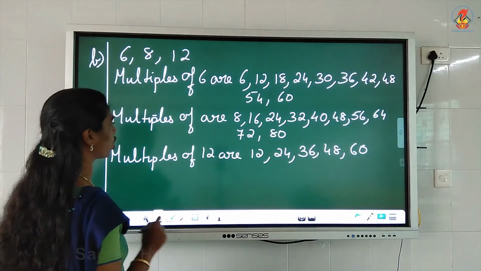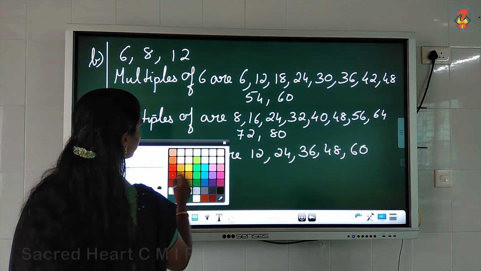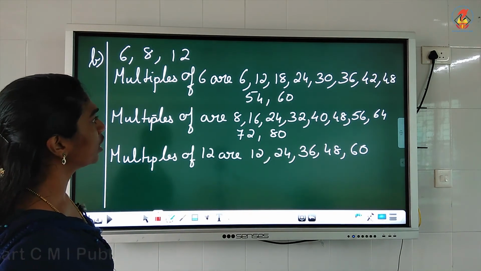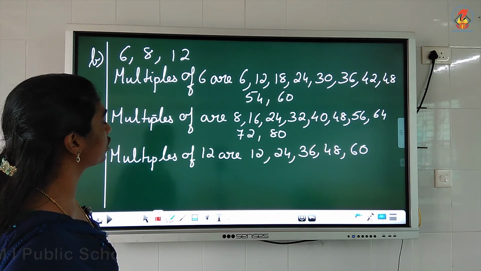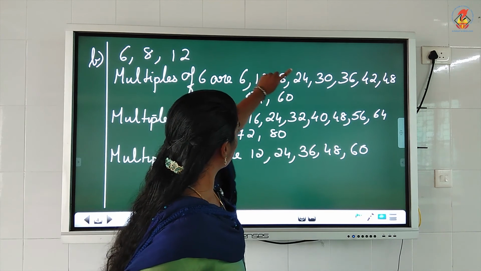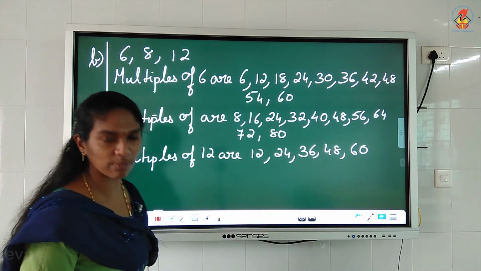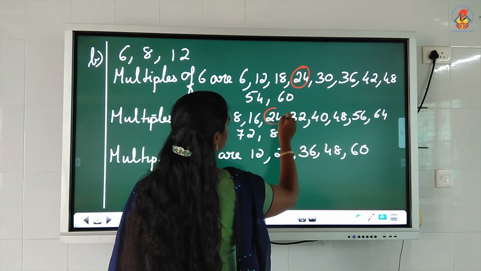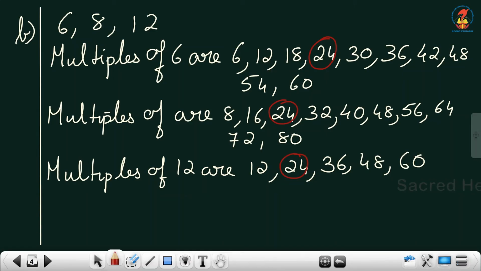We'll see whether we are getting the common multiples. Just see which will be the first common multiple, children. We are having, you can see 6, 12, 18. You can see 24 is the first common multiple. See, 24 is common for all the 3. So 24 is the first common multiple.